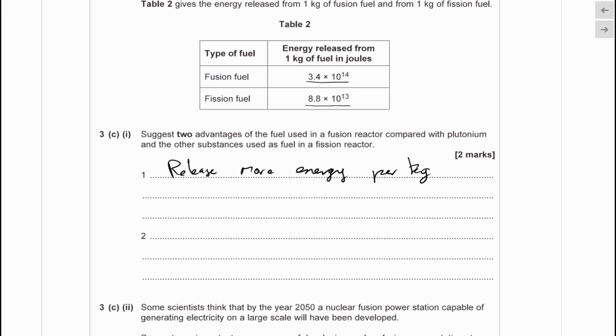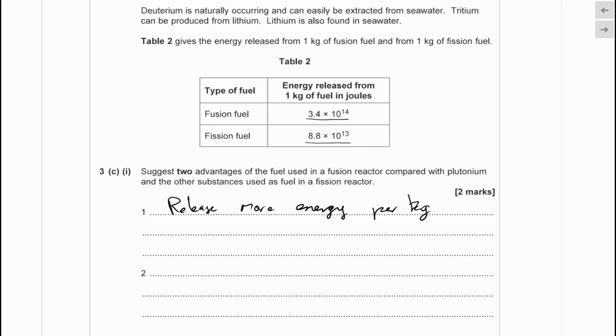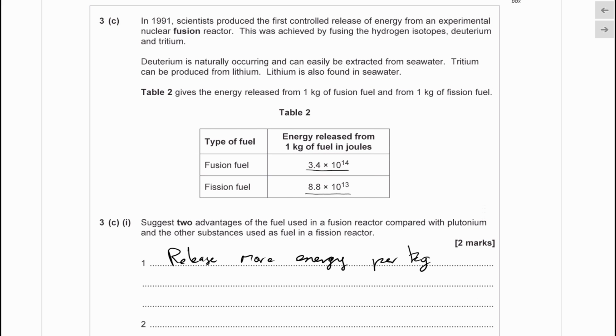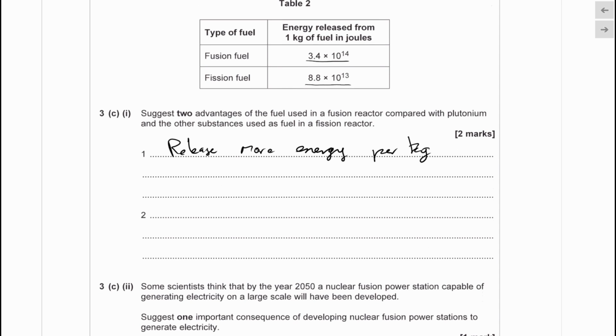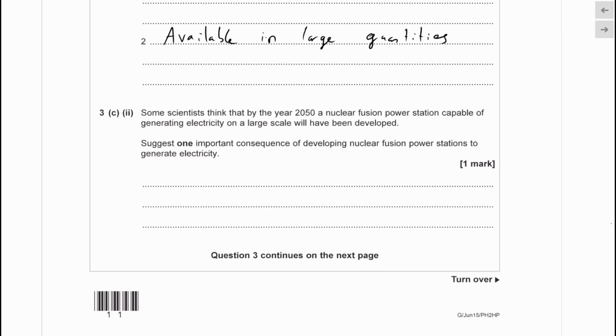So what else would be an advantage? Well, there are a few. It tells you in the question that tritium and deuterium can both be extracted from seawater. That is an abundant resource, and so there's a lot of it available. So I can say that the fuel is available in large quantities. Okay, and that's more than enough for 2 marks. You could have also mentioned the fact that you don't produce a lot of radioactive waste, which you certainly do when you use something like plutonium. So that would be another advantage that you could have put.